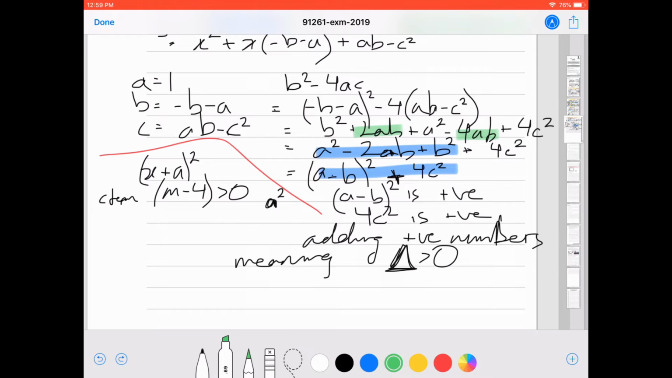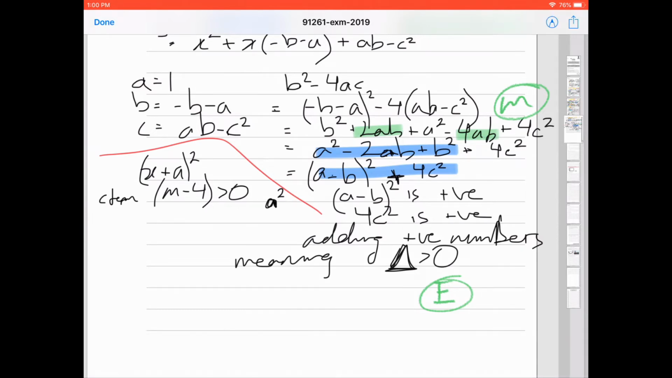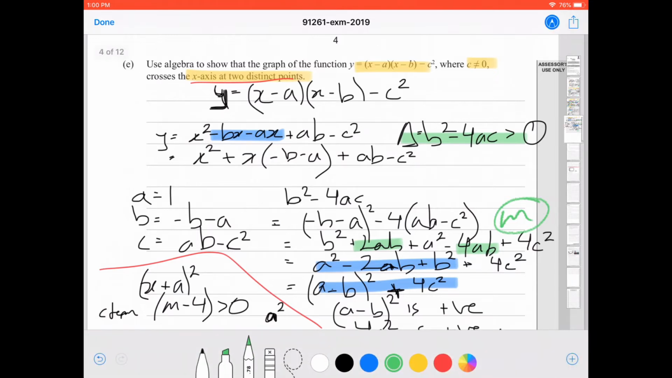And so grades-wise, explaining why the discriminant is greater than 0 and making a correct conclusion is going to get you the excellence grade. Okay, your merit finds the discriminant in factored form. So let's say this step here gets your merit. Your achieved is the function set up so that the discriminant can be found. So expanding our original function, we've set it up so that the discriminant can be found, so achieved here. Okay, that's us for question 1.